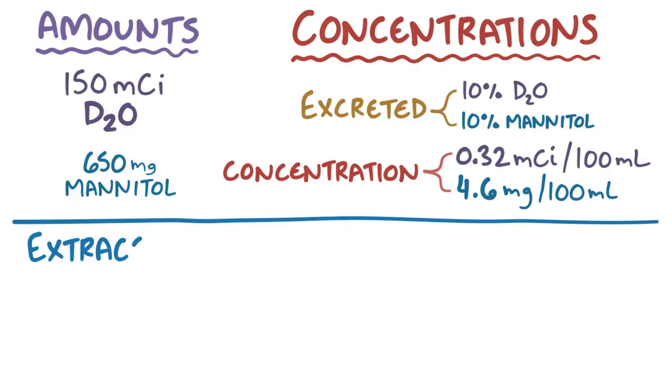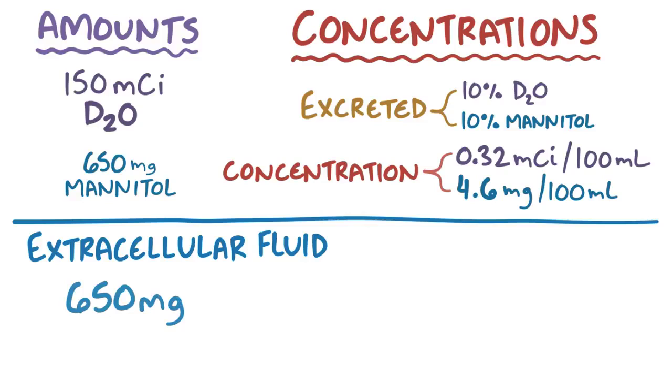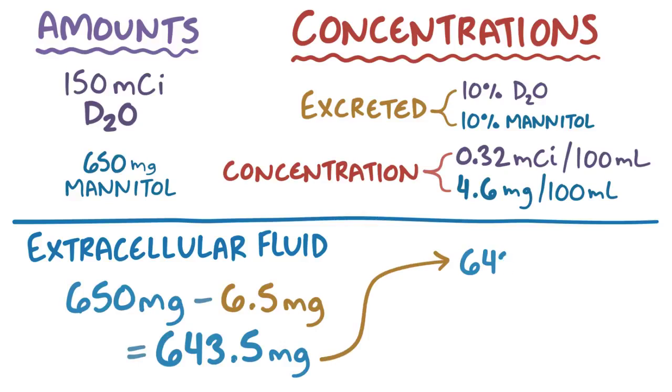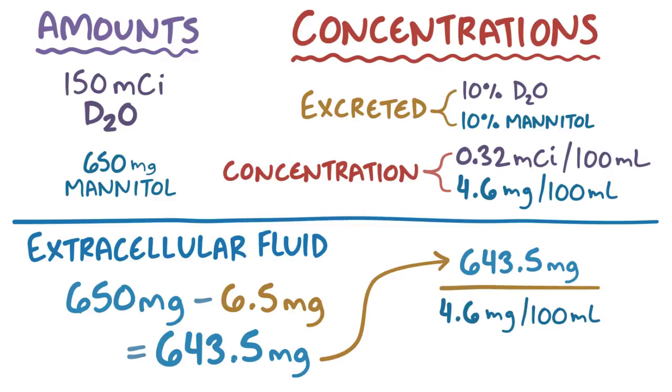Now, to figure out the extracellular fluid, we look at the volume of distribution of mannitol. The extracellular fluid volume equals the amount of mannitol injected minus the amount of mannitol excreted. And then once you have that, you divide by the concentration of mannitol. And this gives us a volume of 12.7 liters.